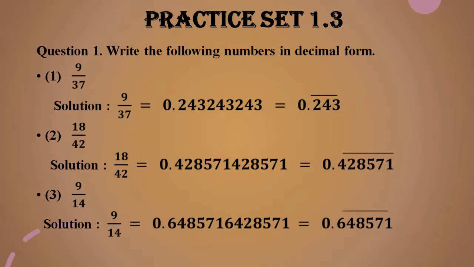Let us solve practice set 1.3. Question number 1. Write the following numbers in decimal form. First question, 9 by 37.